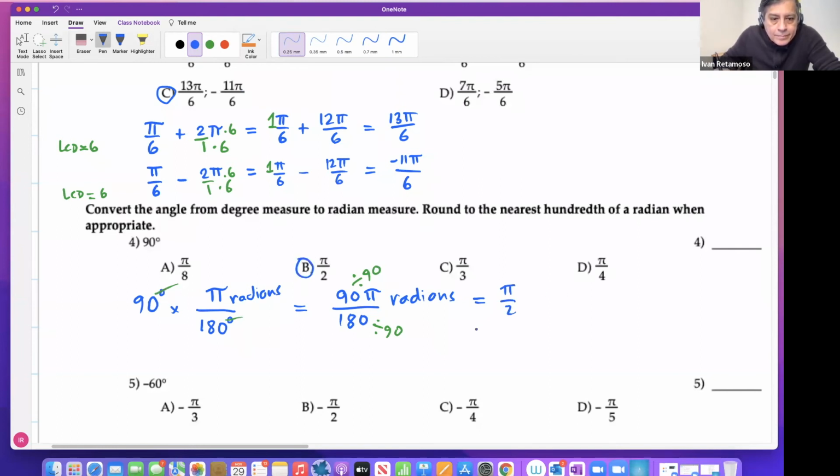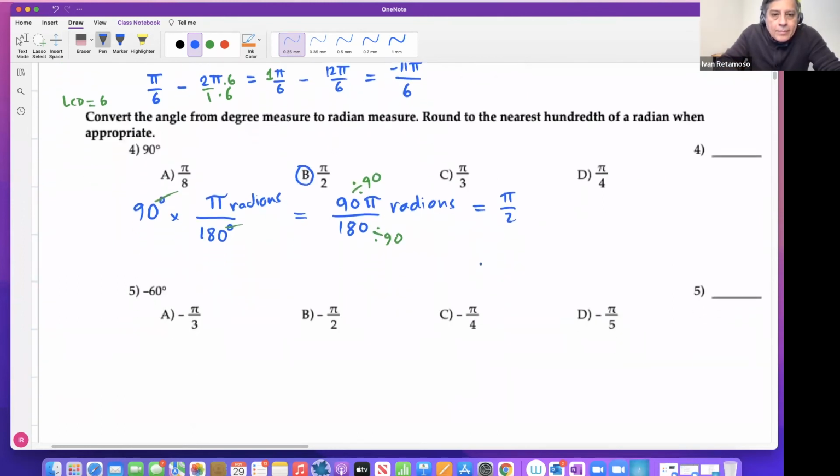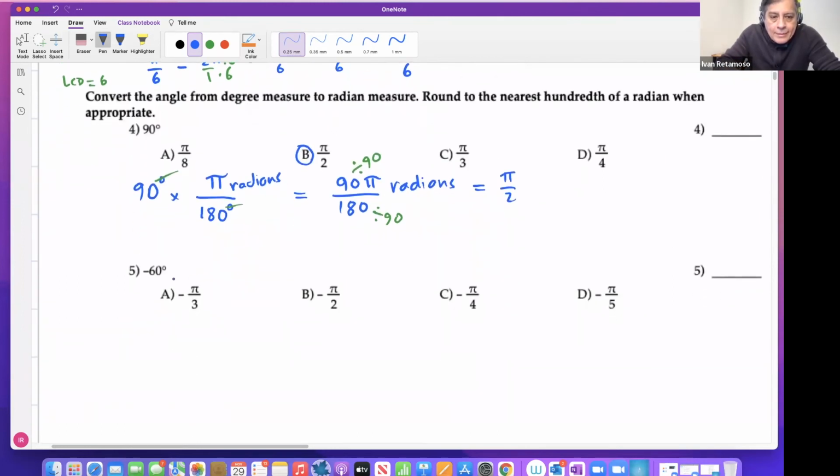Another conversion from degrees to radians. This is a negative angle, negative 60 degrees. We're going to multiply this negative 60 degrees by this conversion factor, 180 degrees on the bottom. You may ask, why do you write that on the bottom, Professor? Well, to eliminate degrees and output just radians. Pi radians is equivalent on the top. So we get minus 60 pi over 180 radians.